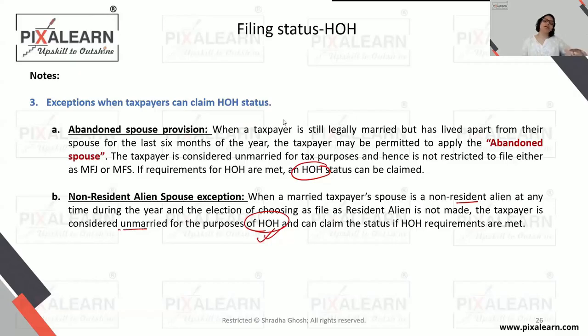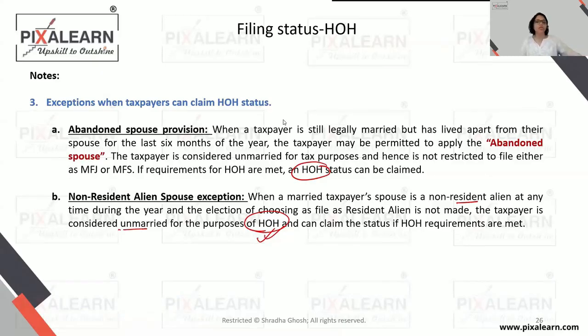If you are single, legally separated, or an abandoned spouse, and if you're maintaining a house which is a principal place of residence for a child who's staying with you for more than half of the tax year, or a relative, please remember it has to be a blood relative, not friends, who's staying with you for more than half of the tax year, or a dependent father or mother, but that person need not stay with you.